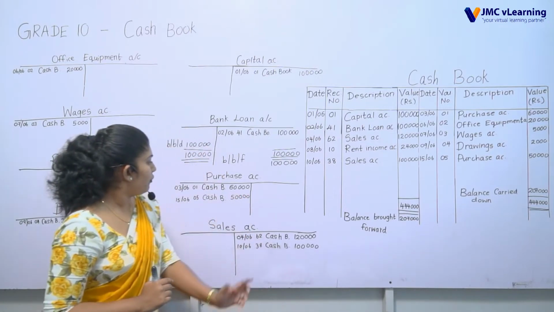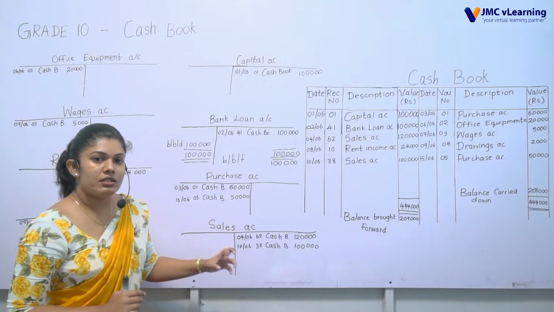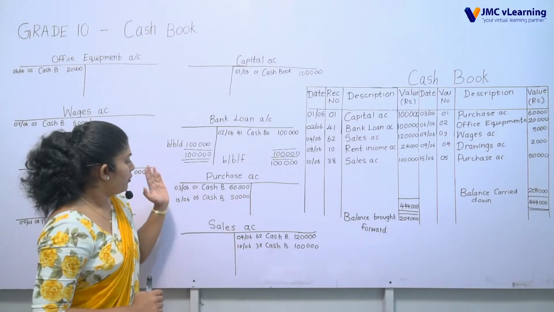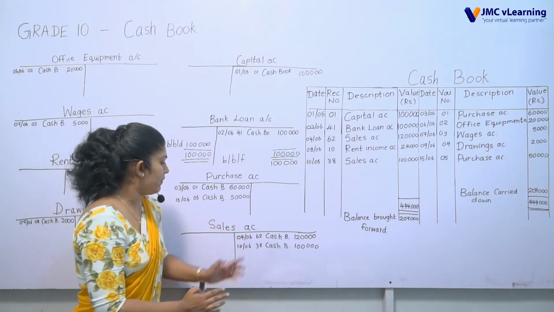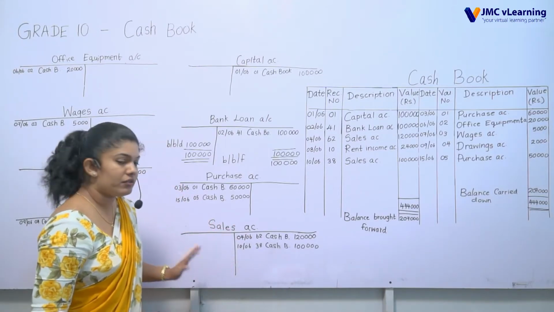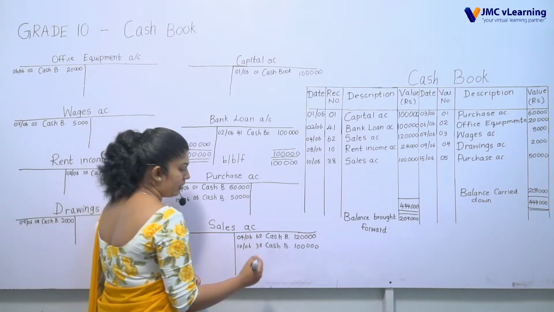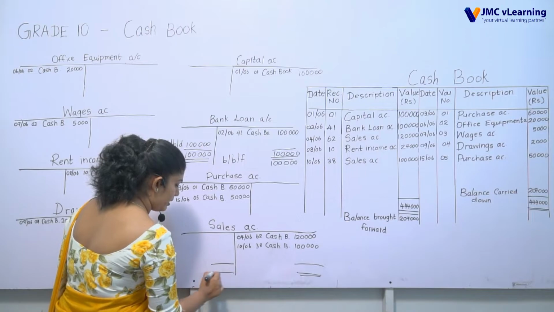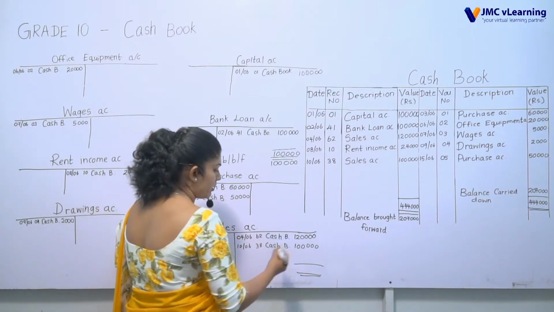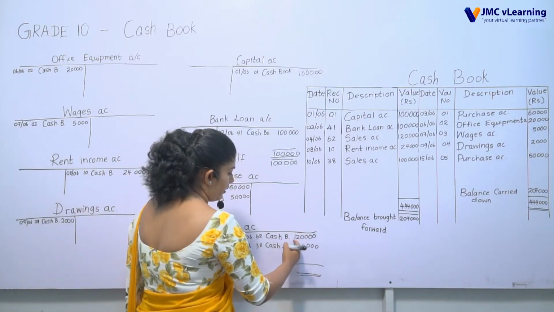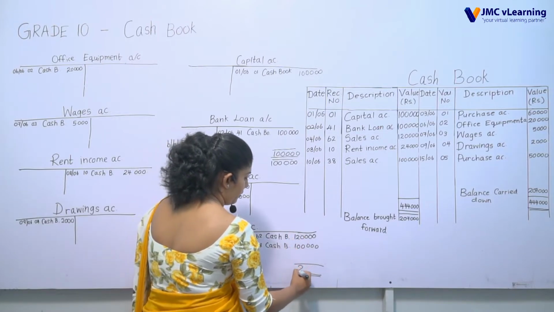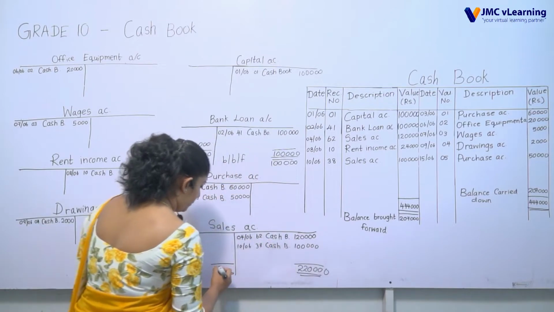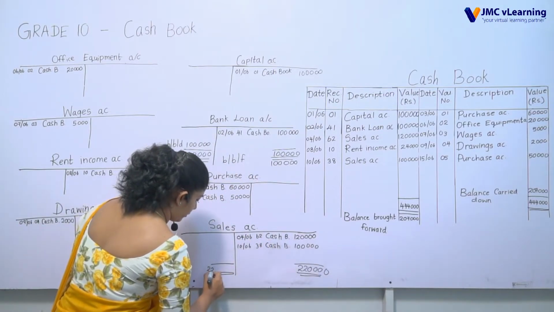Therefore, you have to close these accounts by yourself. Try it and do it. And you have to be careful about these values, because in these accounts you have to take the total. Like this. In sales account, we have two entries, but it is very similar to this account. Total 120,000 and 100,000, 220,000. Put it to here, both sides.